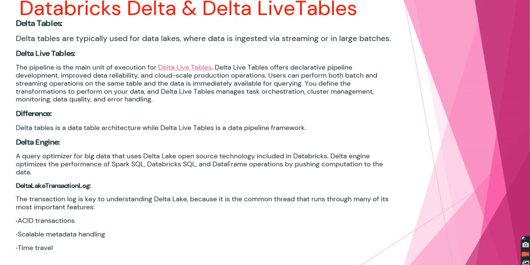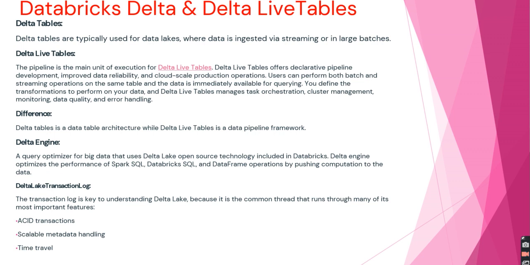So what is the difference between Delta tables and Delta Live tables? Like I mentioned, Delta tables are used for data table architecture, wherein you are performing the regular operation of ingesting your data. But Delta Live tables are a pipeline framework wherever you need the incremental flow of data, or you continuously need to load the data. It's real-time analytics and streaming.